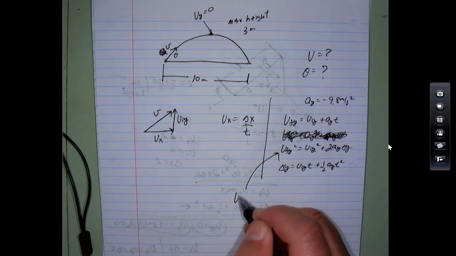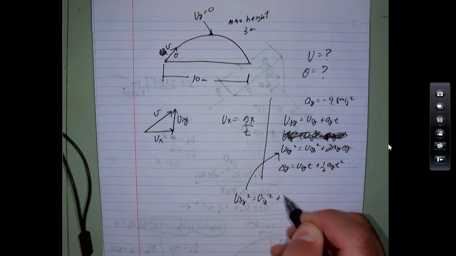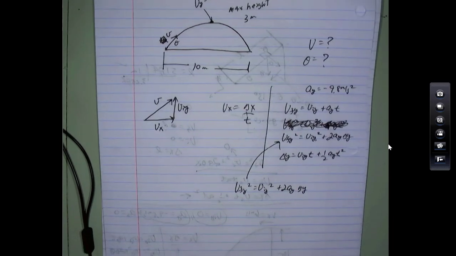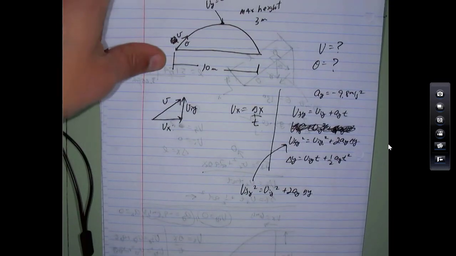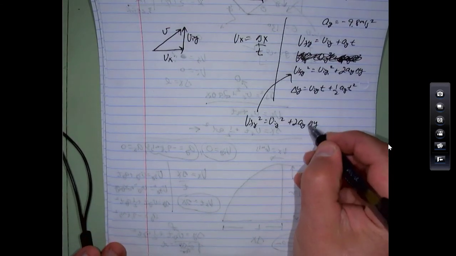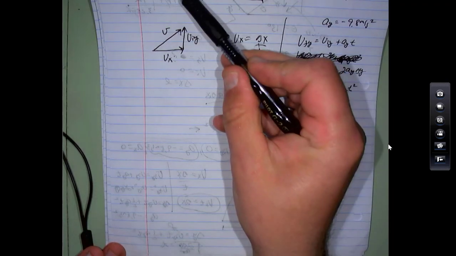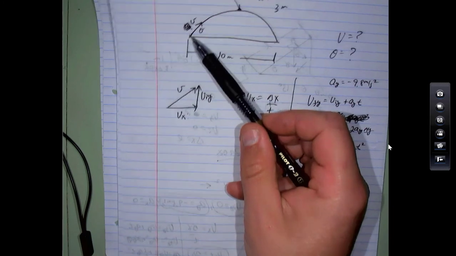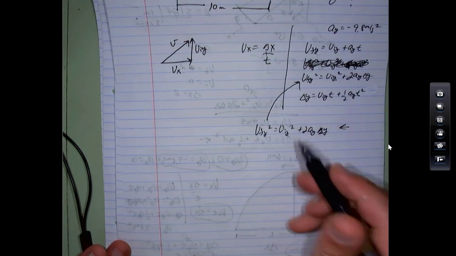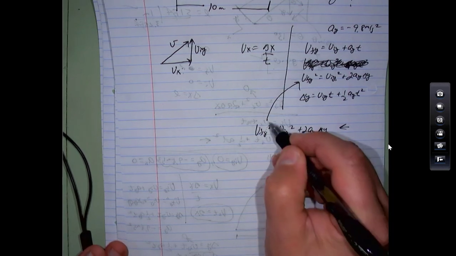Final velocity squared is equal to initial velocity squared plus 2 acceleration in the y delta y. As I said before, final velocity doesn't mean at the end, it just means later than the earlier velocity. So I'm considering where I started here and the highest point. That's where the displacement in the y direction is 3 meters, and I'm using the fact that at the highest point, this is 0.